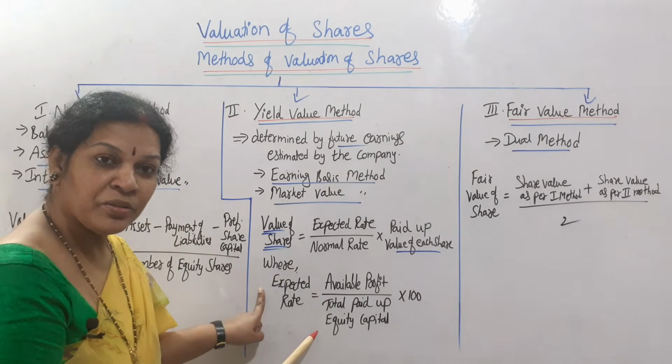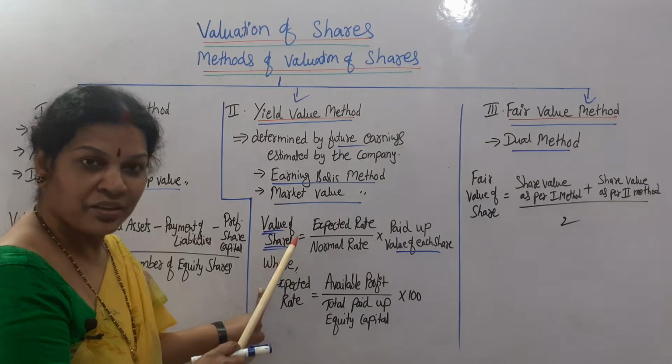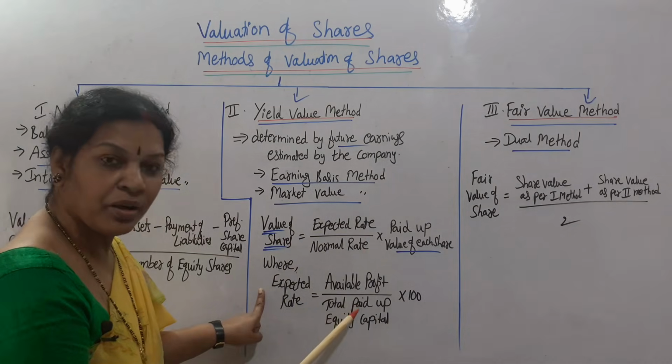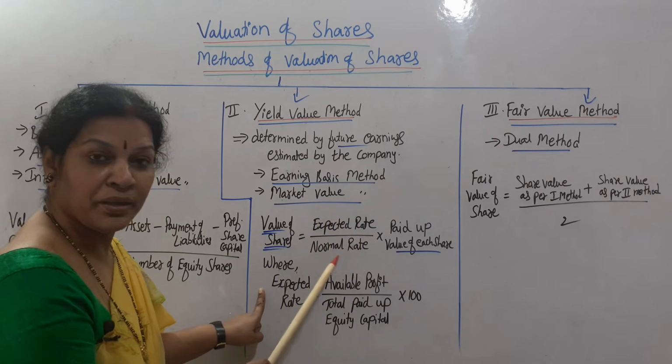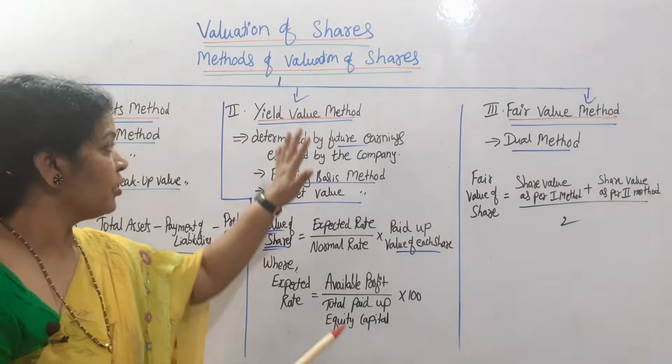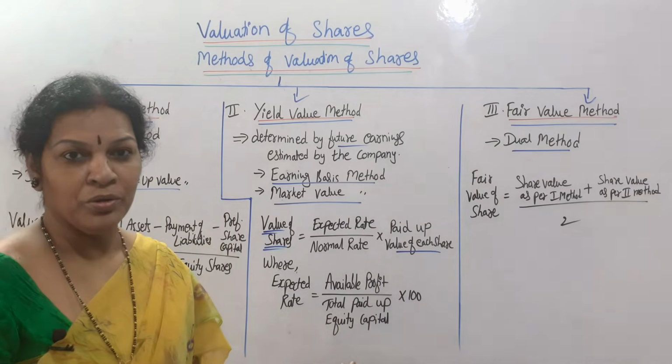Once you get the expected rate, then write this formula: value of shares is expected rate, whatever you got from this formula, divided by normal rate into paid up value of each share. So this is about the yield value method.